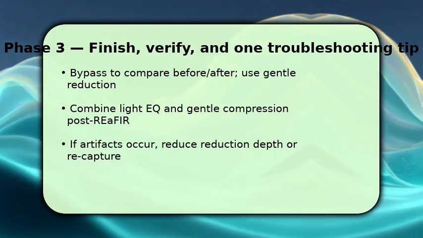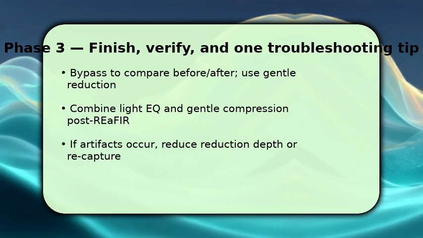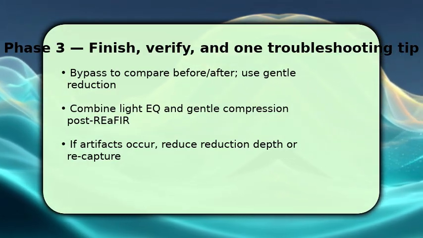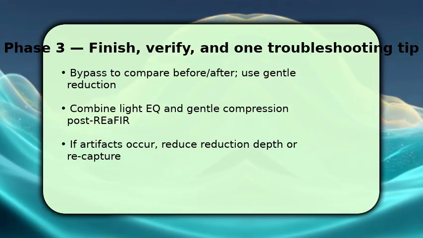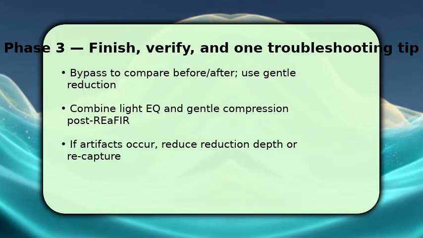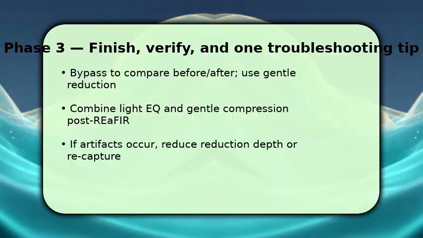If you hear warbling or metallic artifacts, reduce subtraction amount or recapture a cleaner noise sample and reprofile. That usually fixes over-subtraction issues. Trust your ears and iterate until natural.